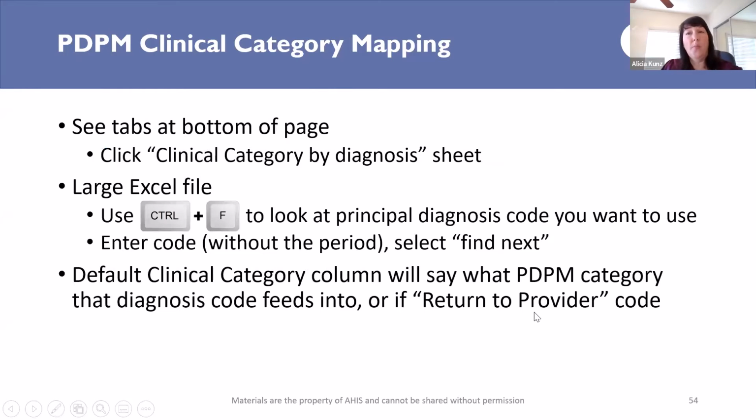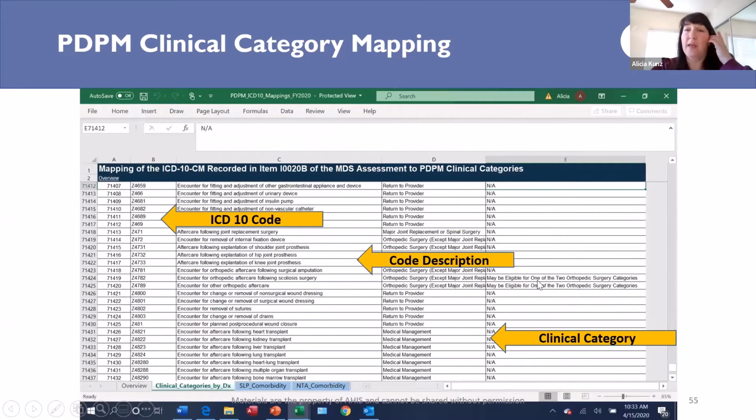But when you open up that zip file, you're going to see tabs at the bottom of the page, and you're going to see a sheet that is clinical categories by diagnoses. You would click on that and you would do Control F, type in your principal diagnoses without the decimal, and then press enter, and it will tell you what clinical category it maps into, or if it's a return to provider code. So this is what that looks like. You can see the big yellow arrows. So your ICD-10 codes is in this column, and then right next to it to the right is the code description, and then to the right of that is the clinical category.